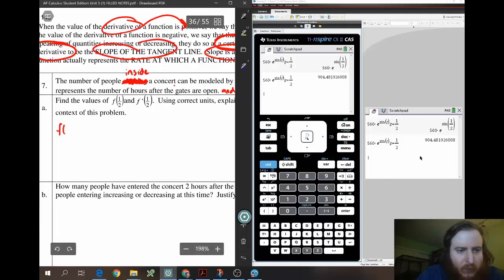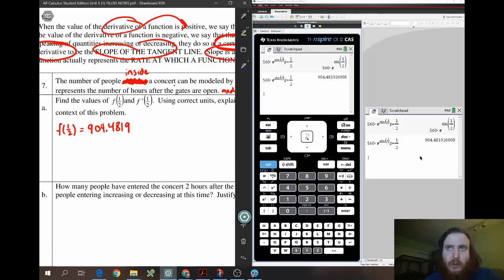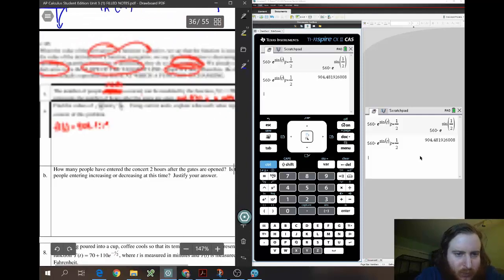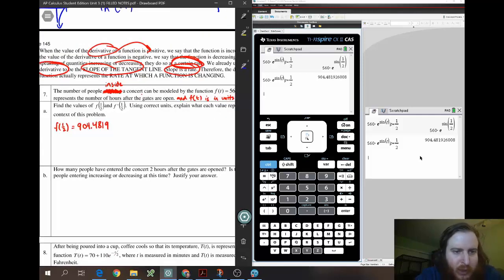So we're going to say f of 1/2 equals 904.4819. And again, it's a little bit weird because you can't really have a decimal of a person. So you might say 904, right? Most problems would probably say round to the nearest whole number. But again, just because they didn't, I'm going to just use the decimal. So what this means is f of 1/2 equals 904. What was the f representing? It was the number of people inside the concert.